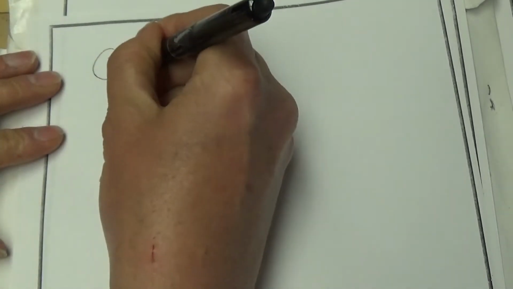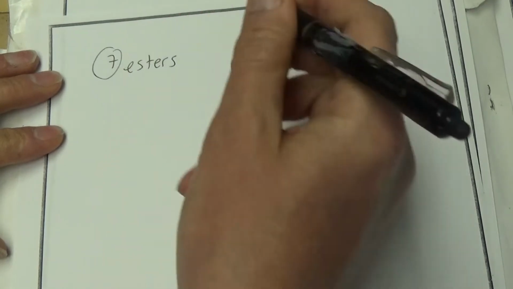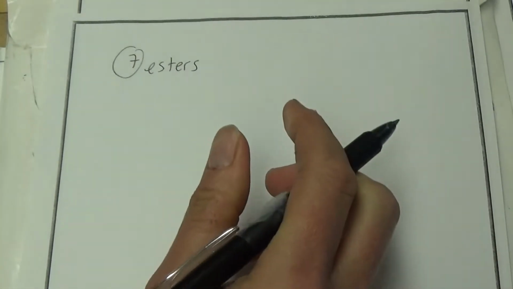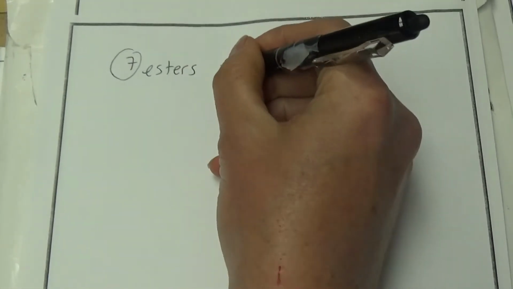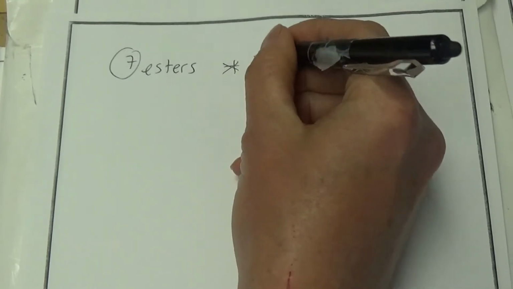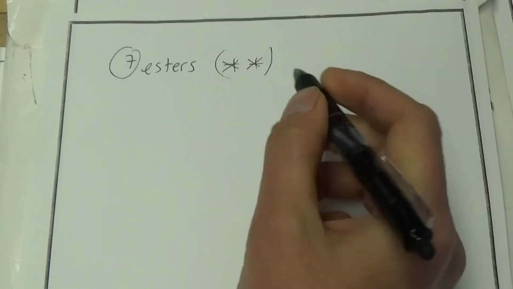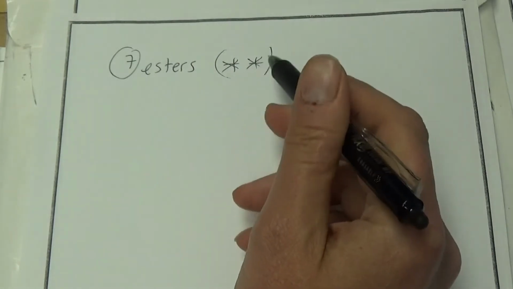Alright, so we're on number 7. We're still on number 7 now. Esters. Yeah, esters, like I said before, is kind of a big topic because there's a lot of reactions that you can do to esters.